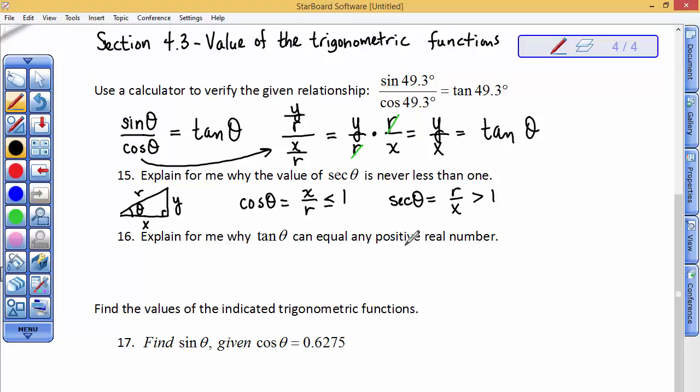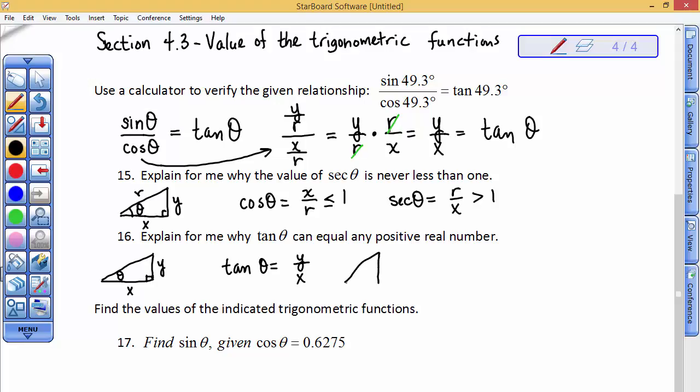All right. Explain for me why the tangent can equal any positive real number. And so I just want you to envision two possibilities for theta. Theta can be less than 45 degrees or greater than 45 degrees. With tangent being defined as y divided by x, when theta is less than 45 degrees, then y is smaller than x.